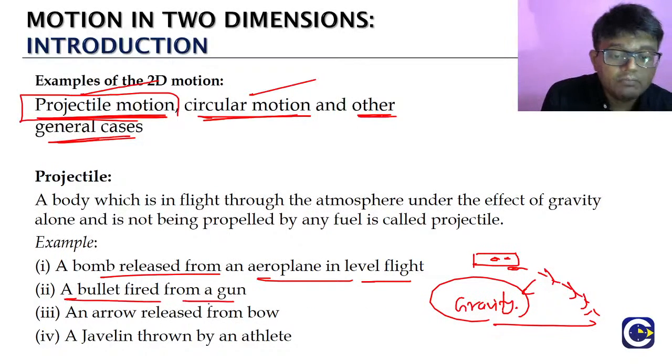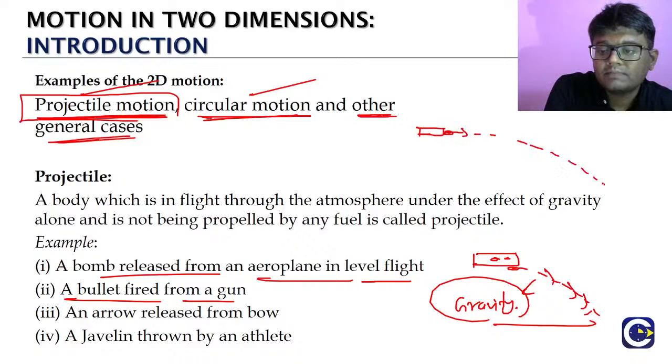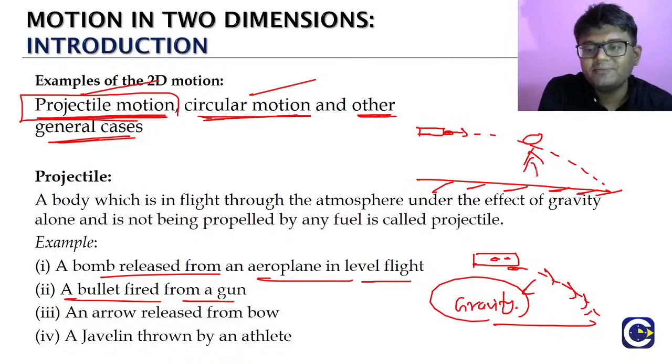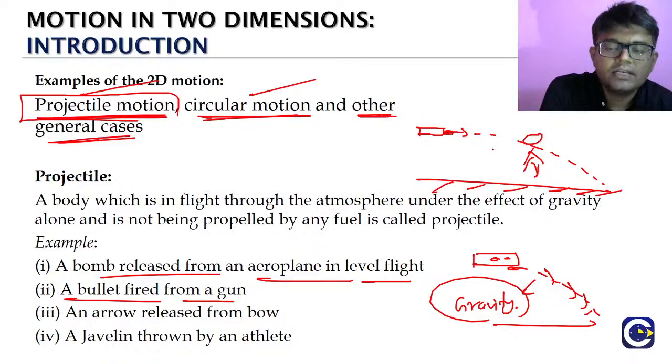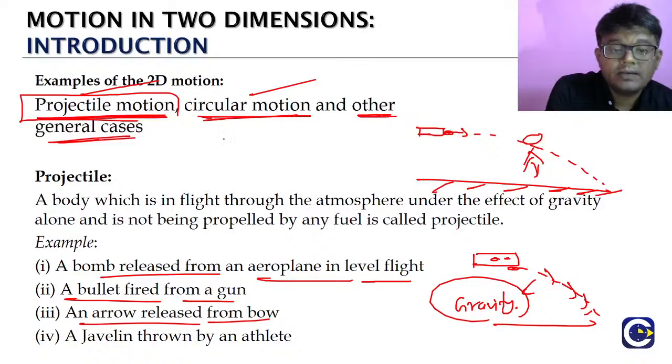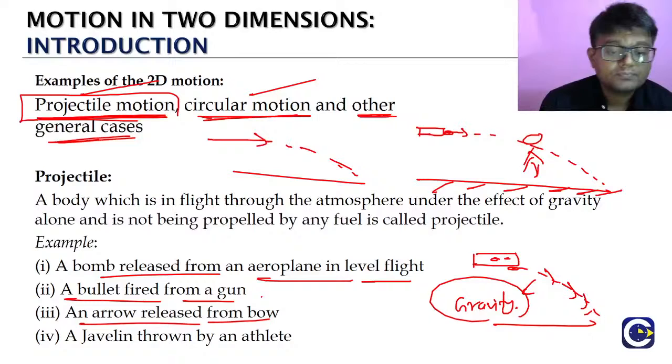Similarly, if you fire a bullet from a gun, think about it. You have a gun, and from the gun you fire a bullet. After some time the bullet is going to come and fall on the surface of the earth, if there is no person in between. The bullet will travel some distance, and after that it will come and fall on the surface of the earth. So here the bullet also has a motion under the effect of gravity. Similarly, if you release an arrow from a bow, the arrow also will travel some distance and then fall down.